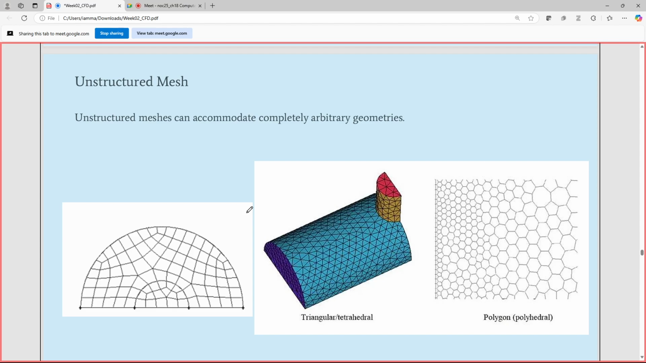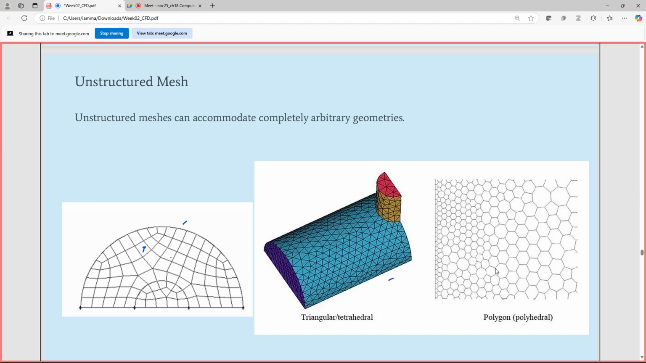With an unstructured mesh, you can see these are also chord elements, but it is not like a rectangular mesh. It's a quadrilateral mesh. So these are examples of unstructured meshes. This is triangular or tetrahedral meshes. Triangular is for 2D. The same variant when it is in 3D is called tetrahedral meshes.